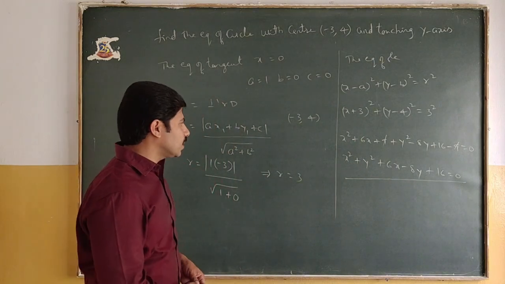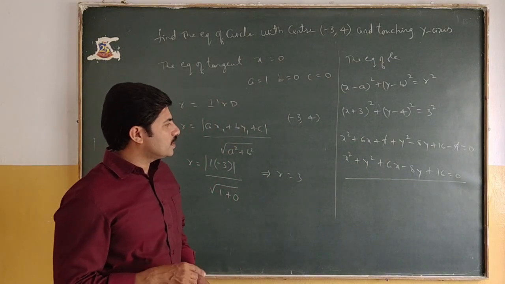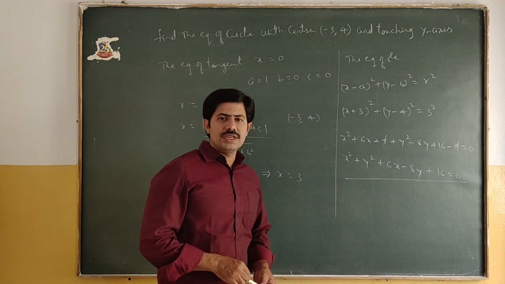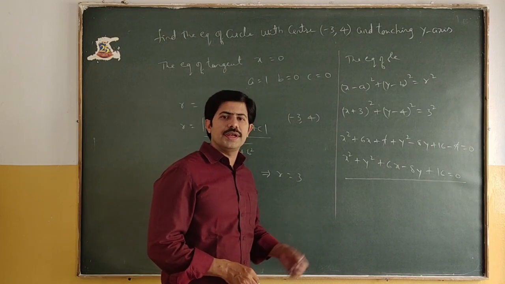So what is the equation of circle? X square plus y square plus 6x minus 8y plus 16 is equal to 0. So this is completed.